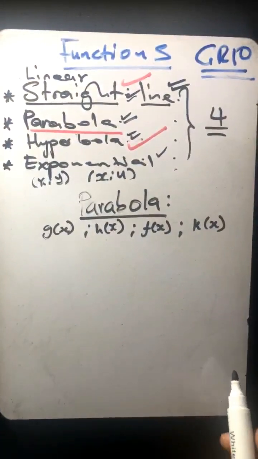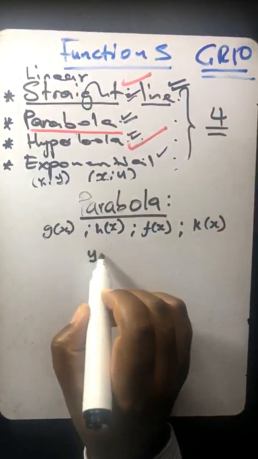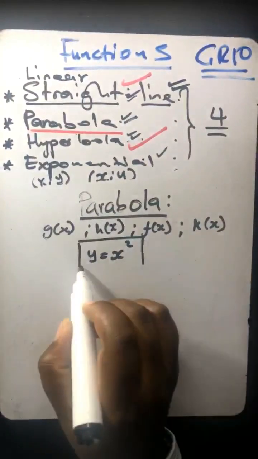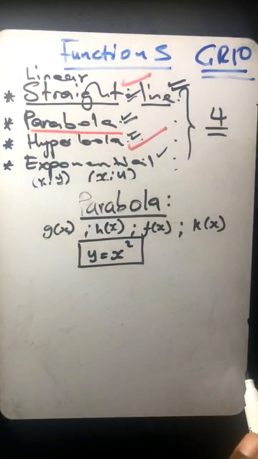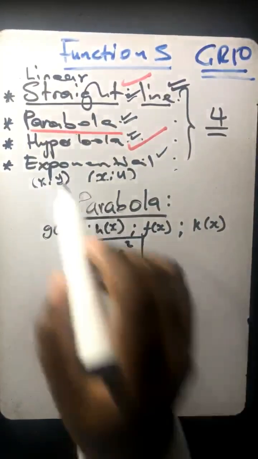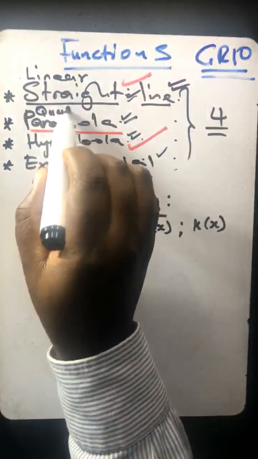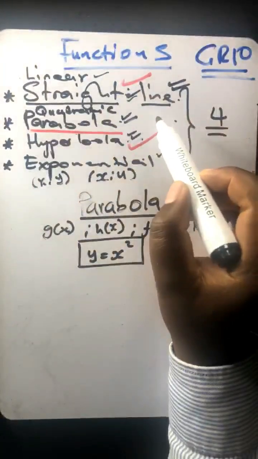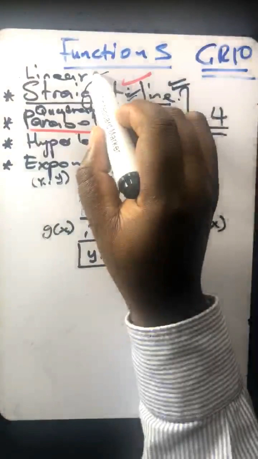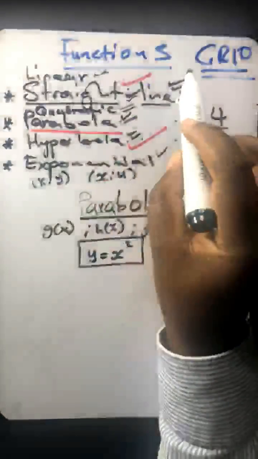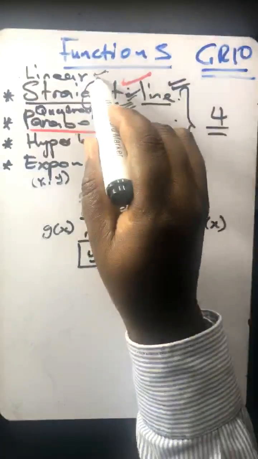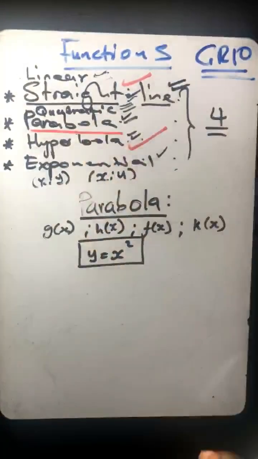So the general formula, Bantu Bakiti, is just y is equal to x squared. This is the general formula of a parabola. A parabola, the other word is quadratic. So this word, linear, we've dealt with that as a linear equation. We've dealt with a quadratic equation. We've dealt also with a linear pattern. We've dealt also with a quadratic pattern. So now we are on linear function and quadratic function.